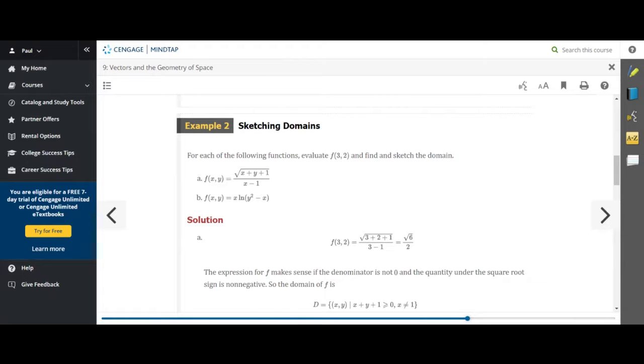So here in A, you have an interesting function. In example 2, you have f of xy equals the square root of x plus y plus 1 over x minus 1. Okay, so you have a rational function here. And, you know, what would limit the domain? Like what x value cannot be in the domain?